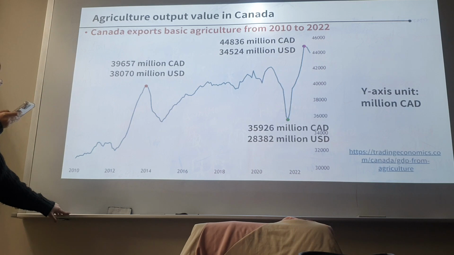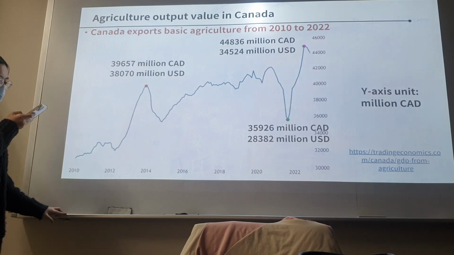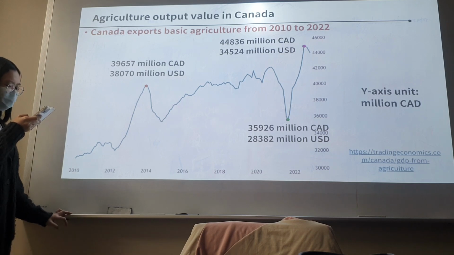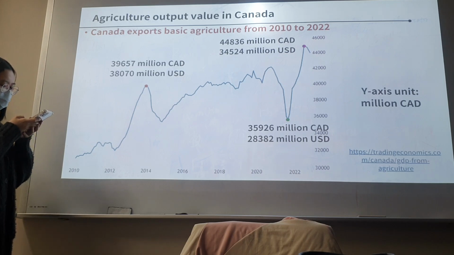Asia-Pacific region. The decline in agricultural output value in 2021 ranged from the continuing COVID-19 to trade fluctuations to extreme weather events such as historical droughts and floods.